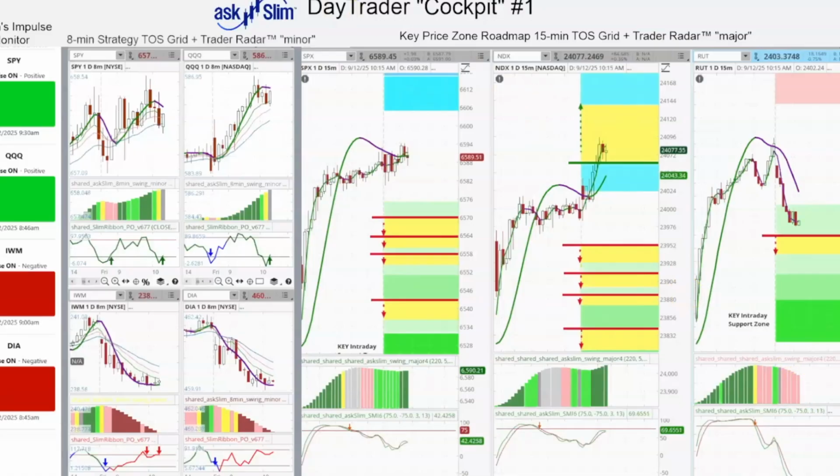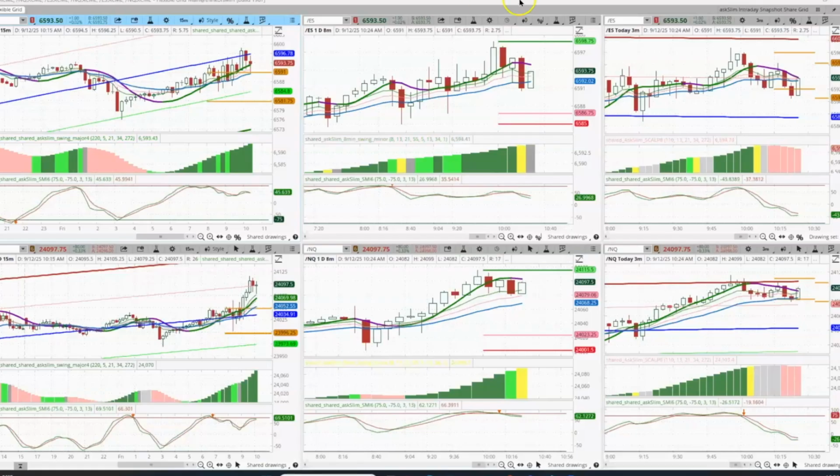Let's head over to Cockpit 2, because if you're a scalper in the futures, this is the one you really want to look at. And this is just absolutely fantastic. So you can see in here, the top here is 15-minute, 8-minute, and 3-minute in the ES.